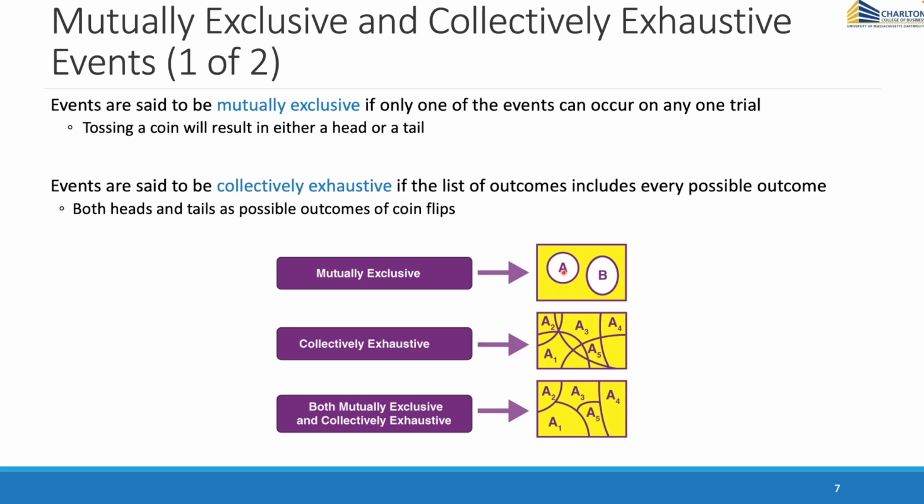When two events don't share any outcome, we call them mutually exclusive. Events are said to be collectively exhaustive if the list of outcomes includes every possible outcome and they form the whole sample space. And if the events are collectively exhaustive and at the same time mutually exclusive, not sharing any outcome, we call them both mutually exclusive and collectively exhaustive.